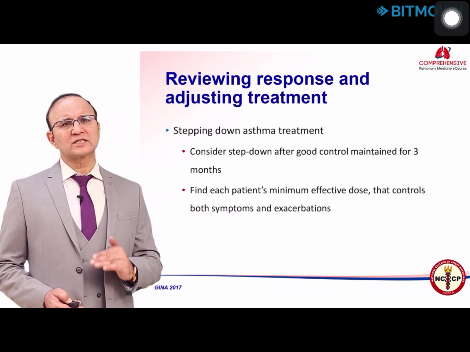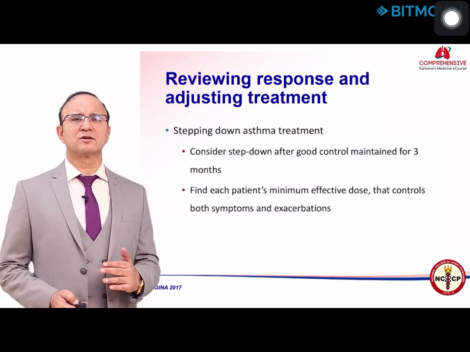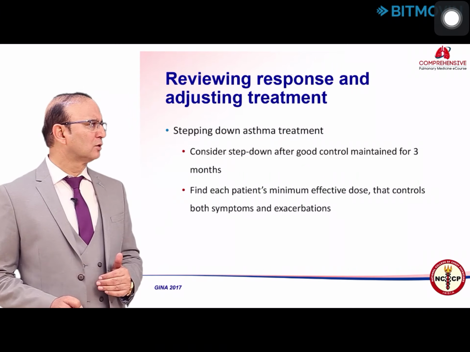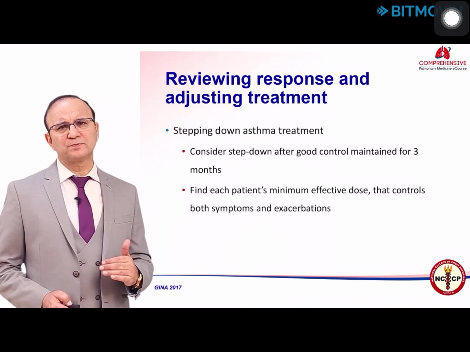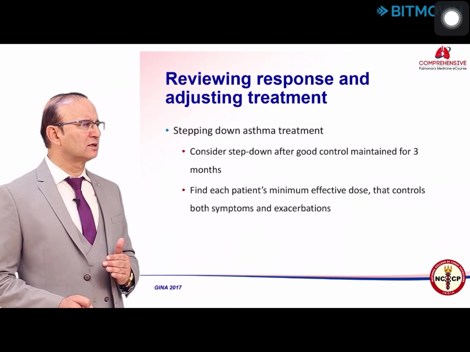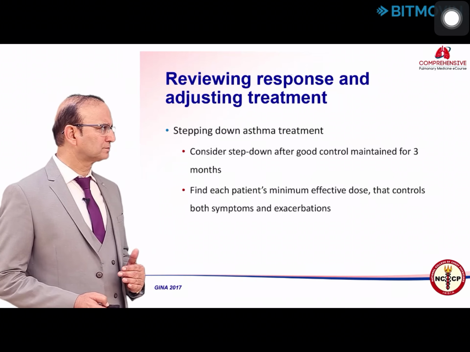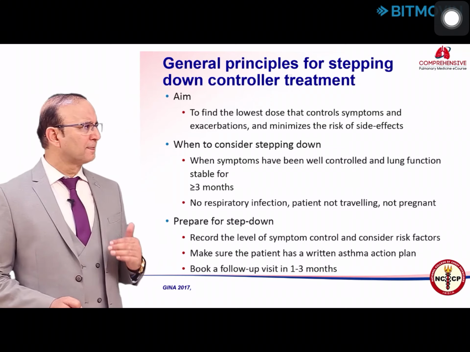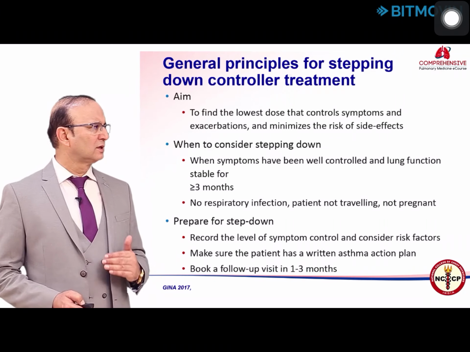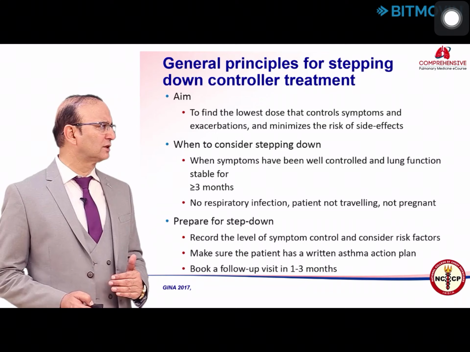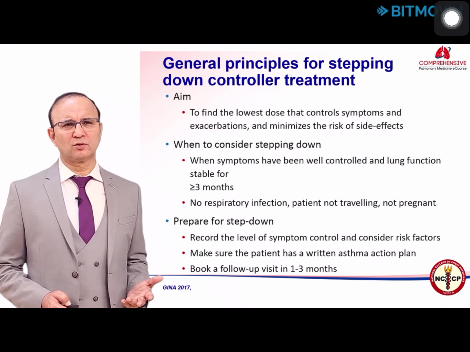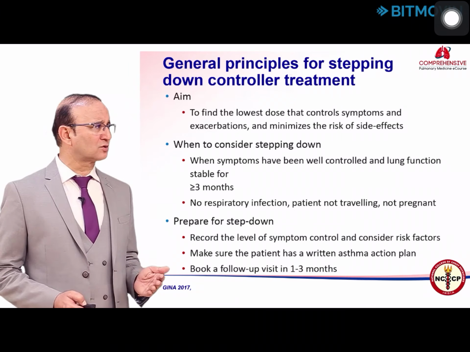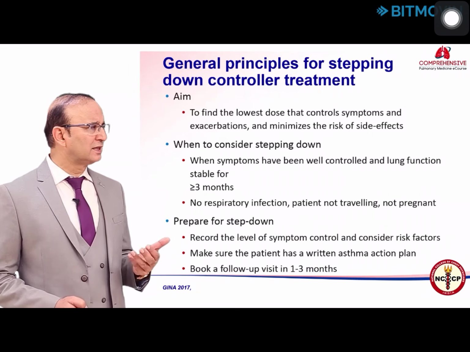Then when to do a step down? If the patient has been stable, with well-controlled asthma, then after 3 months you go from the step up to the lower step and find out each patient's minimum effective dose that controls both symptoms and exacerbations. Then you should consider, as I said, that when the patient is well controlled, his lung functions are stable for more than 3 months, like your peak expiratory flow rate is not showing much variation, there is no respiratory infection, the patient is not traveling, the patient is not pregnant, then you step down.